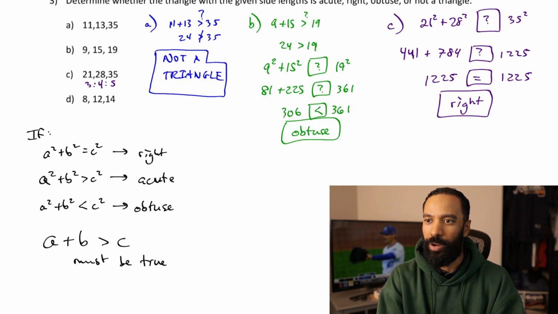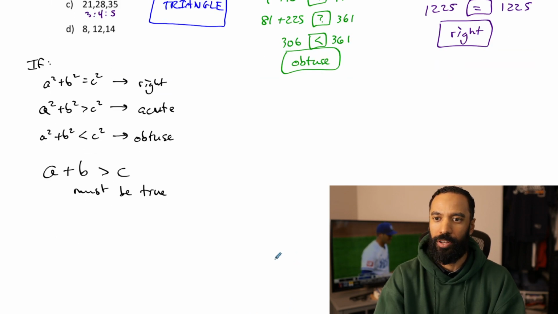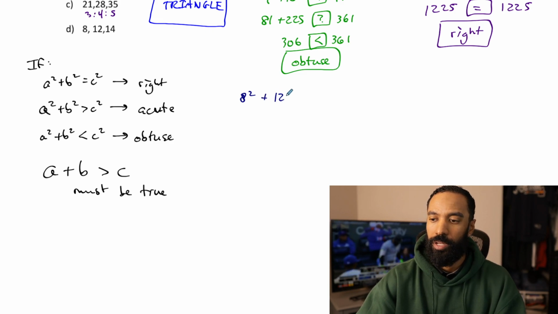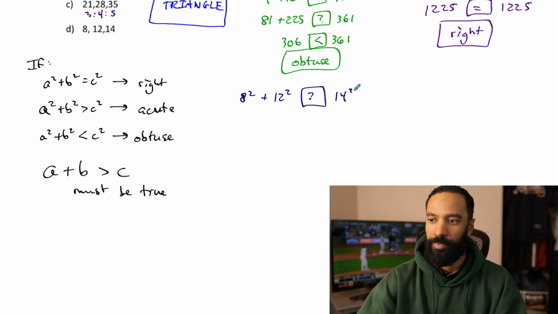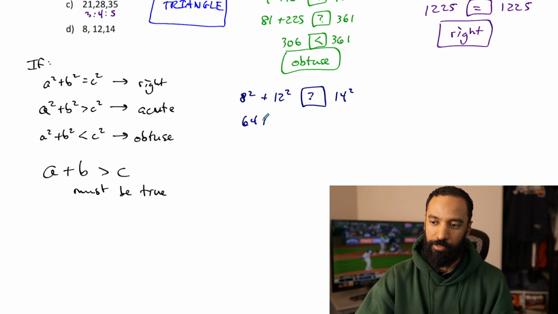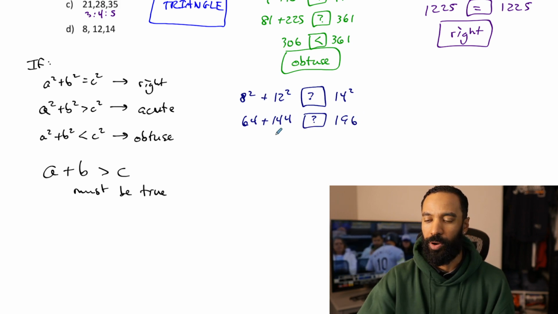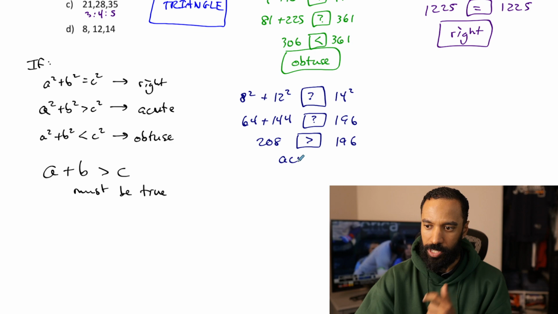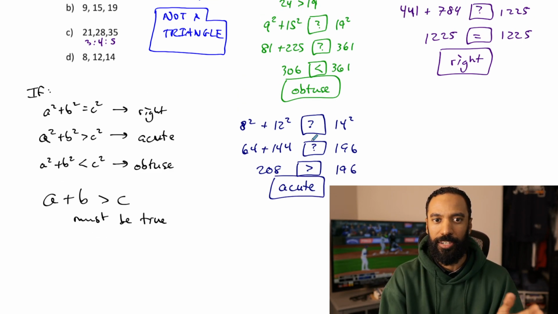All right, the last one I want to do here, 8, 12, and 14. We know 8 plus 12 is greater than 14, so let's go ahead and check these out. It's not a Pythagorean triple. Hoping to get an acute answer just for diversity's sake, but I'll take what I get. How does it compare to 14 squared? We got 64, 144, and 196. Oh yeah, this will be greater than. But finish it: 208. This is greater than 196. A squared plus b squared is greater than c squared. This triangle is acute, and it is indeed a triangle. So you get each type of answer provided here.